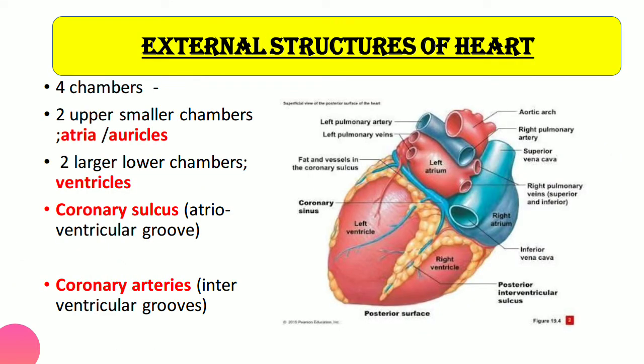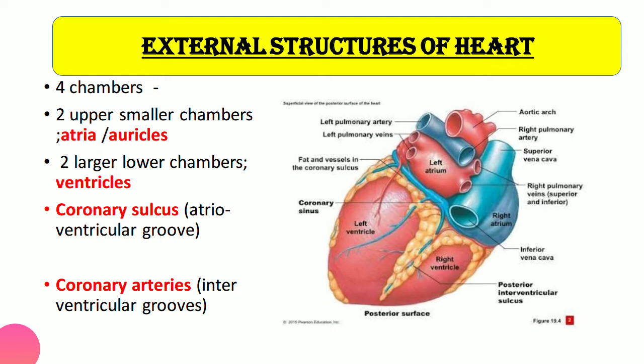Now coming to the external structure of the heart, as you have studied in lower classes, it has four chambers: two upper smaller chambers, the atria, also known as auricles, and two lower, larger chambers, the ventricles. So two upper and two lower.